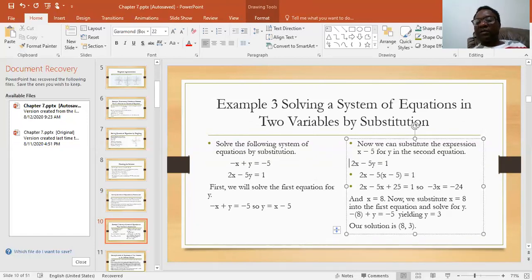Now we replace the value of x into the equation to find y: minus 8 plus y equals minus 5, which gives y equals 3. So the solution to the system of equations is (8, 3).